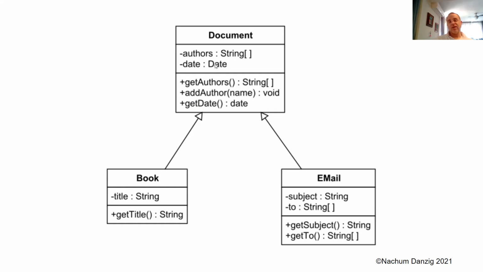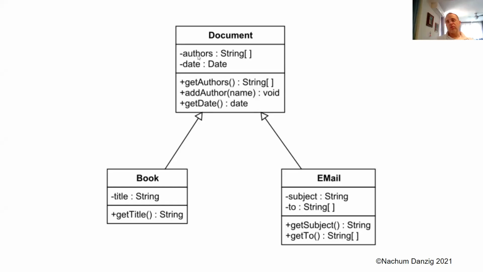Well, the date type itself should prevent that. But you may not want them to change the date of a document. It may be that when it was created, that's it. You can't change the date. So you want to make it private, but you want to be able to have access to it. So you have a getDate, and you can also have a setDate theoretically.